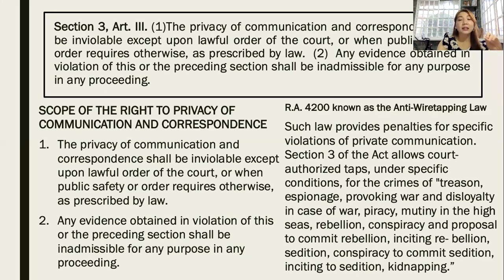Section 3 of the Act allows court-authorized taps under specific conditions for the crimes of treason, espionage, provoking war, disloyalty in case of war, piracy, mutiny in the high seas, rebellion, conspiracy and proposal to commit rebellion, inciting rebellion, sedition, conspiracy to commit sedition, inciting to sedition, kidnapping, crimes against the government.